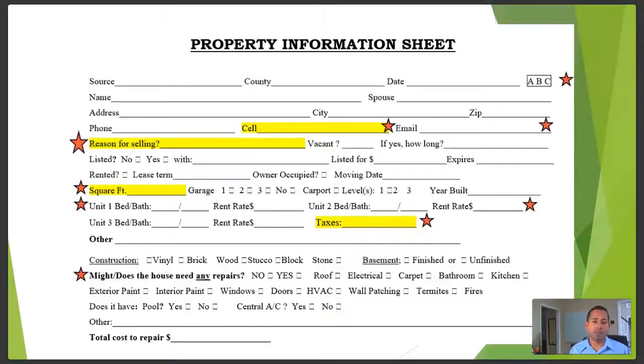So if they lived there for 15 years, you'll see when we get to the repair section. So what else? Is the property listed? Well, no, the property is not listed. Or yes, it is. For how much and how long? How's that been going? How's the traction been?